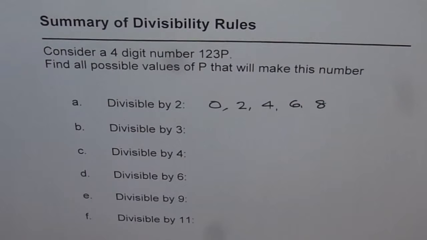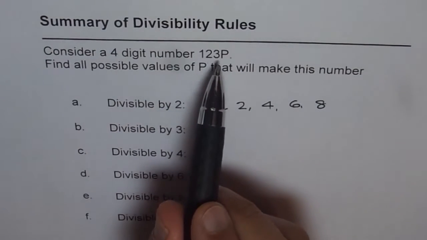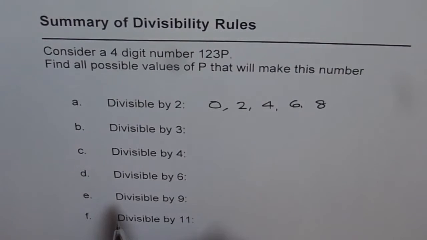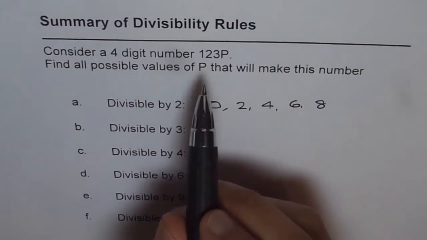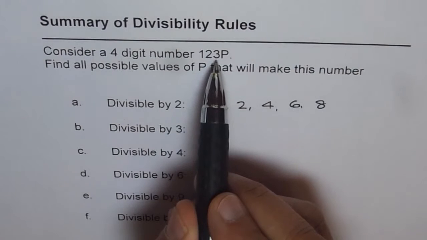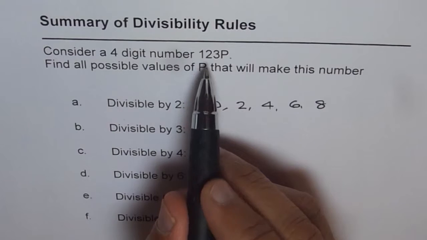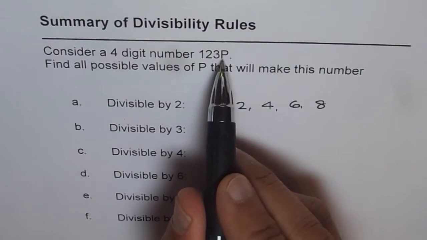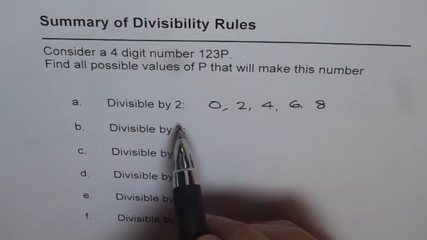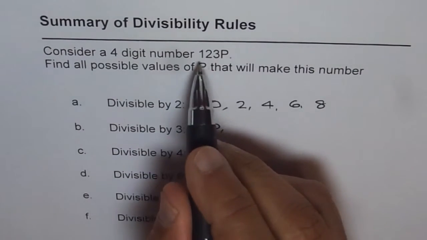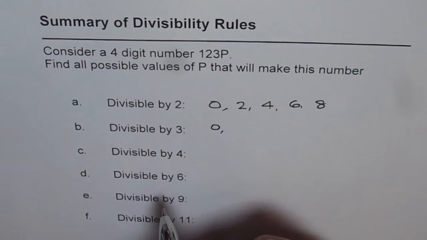Now I think you get it. So apply your rules and write down the answers for the rest of the parts. So let's move on. Divisibility by 3. What is the rule? The rule is when you add all the digits, the number you get should be divisible by 3. So let's start adding. 1 plus 2 is 3, 3 plus 3 is 6. Now 6 is divisible by 3, so up to 123 it is divisible. What should P be? That's easy. P could be 0, then the sum is 6, and 6 is divisible by 3.